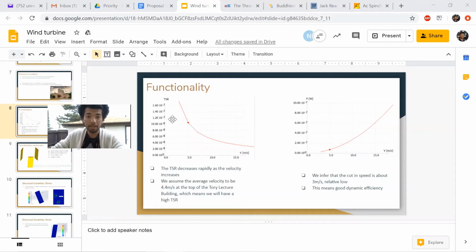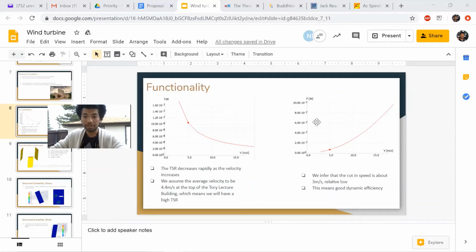For example, we have the tip speed ratio graph and the velocity, and then the power graph and the velocity. We can start off with the TSR versus the velocity graph. We can infer that as the velocity increases, the tip speed ratio decreases rapidly. And so we assume the average velocity at the top of the Tory Lecture building to be about 4.4 meters per second, which means that the tip speed ratio will be really high, which is a really good thing.